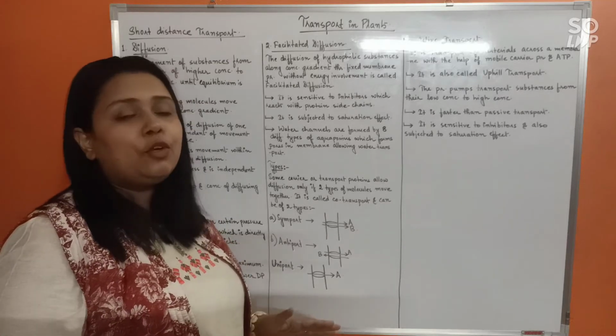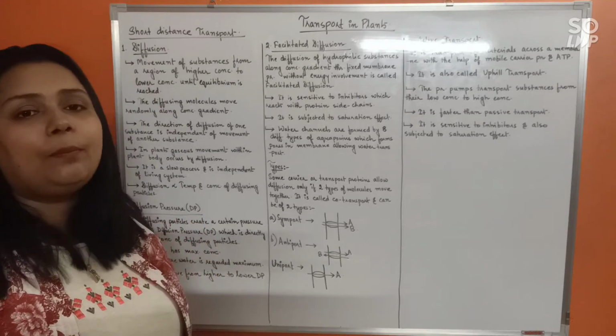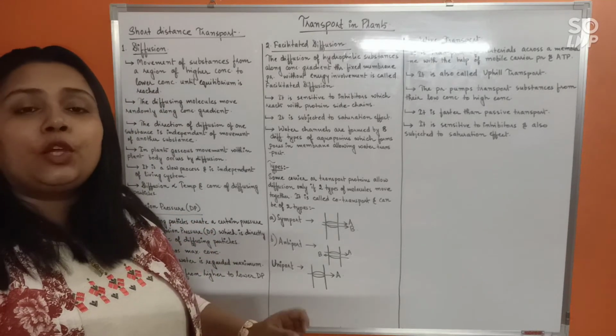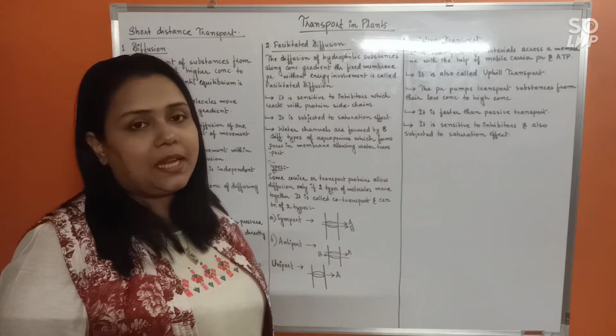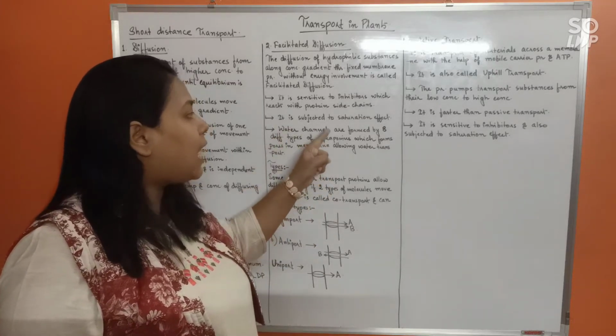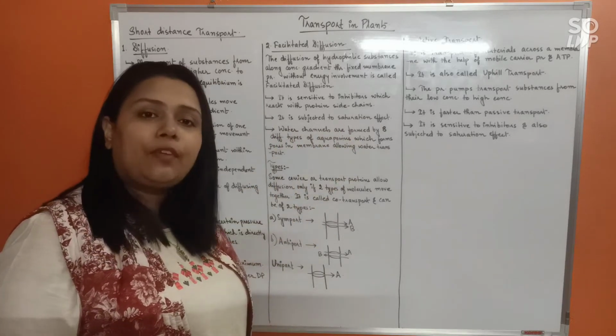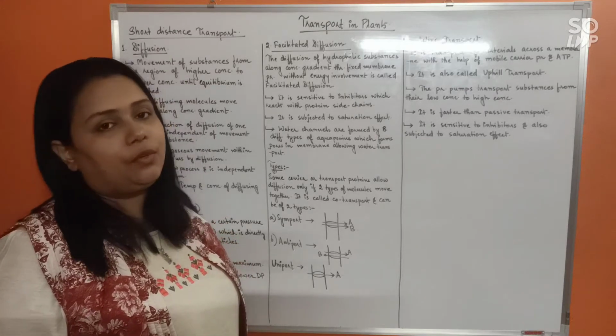Now, taking into consideration water transport, there are certain proteins called aquaporins. They form huge pores in the plasma membrane, allowing water or water-soluble substances to pass through. That's why we say that water channels are formed by 8 different types of aquaporins which have been reported to be utilized in facilitated diffusion.